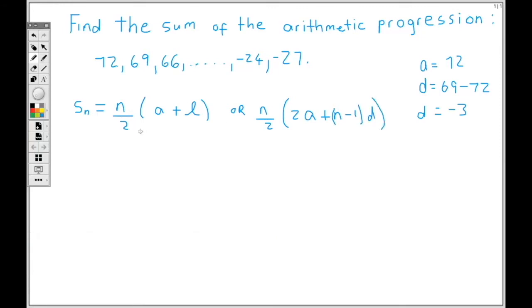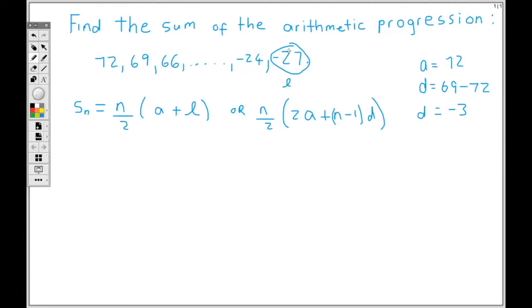So any one of these will give us a sum, but if you realize I have a, I have the last term, which is -27, but I don't have n. I do have d, the common difference, but n is missing. So we're going to use the last term to find out what n is, because in that position I'm able to see how many terms exist. So I need to find n in order to use any one of these formulas. So n is a necessity.